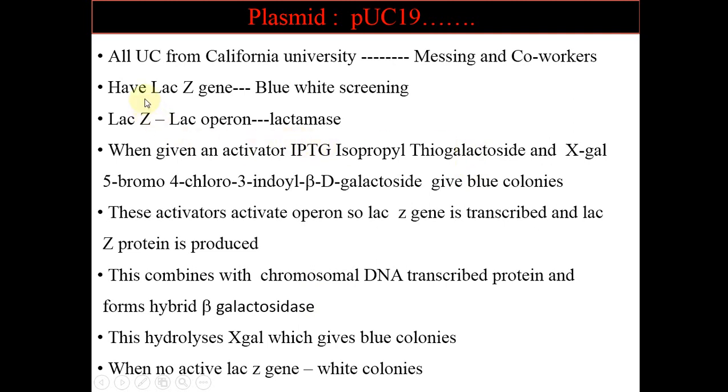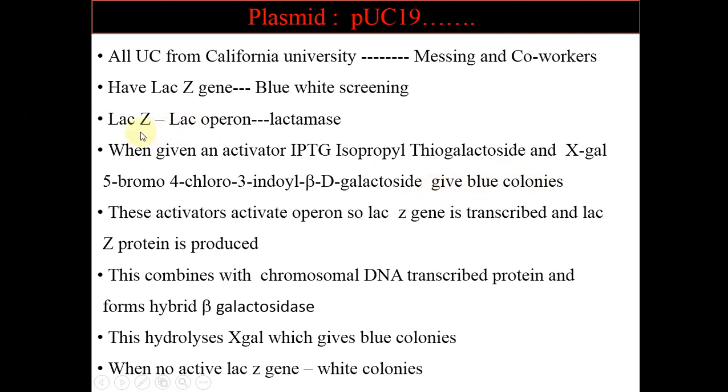Now this plasmid pUC19 has the lacZ gene used for blue-white screening. The lacZ gene is derived from the lac operon. When given an activator IPTG, which stands for isopropyl thiogalactoside, and X-gal, the long form of which is 5-bromo-4-chloro-3-indolyl beta-D-galactoside, it gives blue colonies.